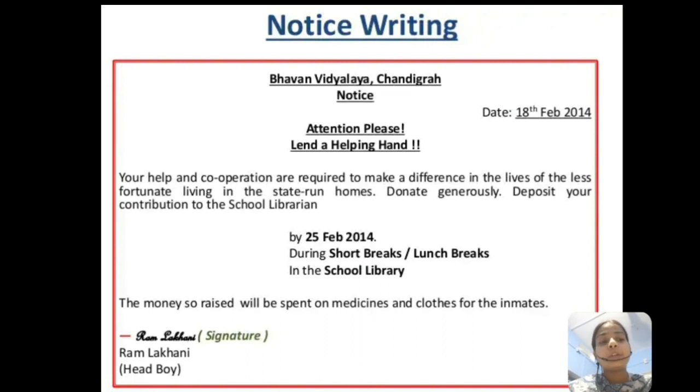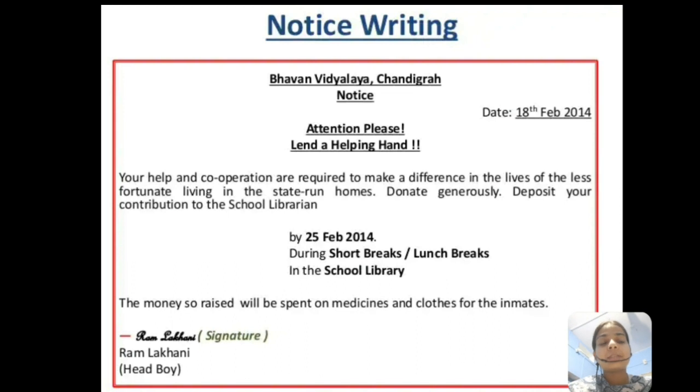Now, how will you start the body of the notice? Your help and cooperation are required to make a difference in the lives of the less fortunate living in the state-run homes. Donate generously. Deposit your contribution with the school librarian by 25th February 2014 during short breaks or lunch break in the school library. Here again, three important pieces of information regarding the donation are given. The money so raised will be spent on medicines and clothes for the inmates. Who is writing this notice is the head boy Ram Lakhani, and this is how you have to mention the name along with the designation. So this is how we write a notice.